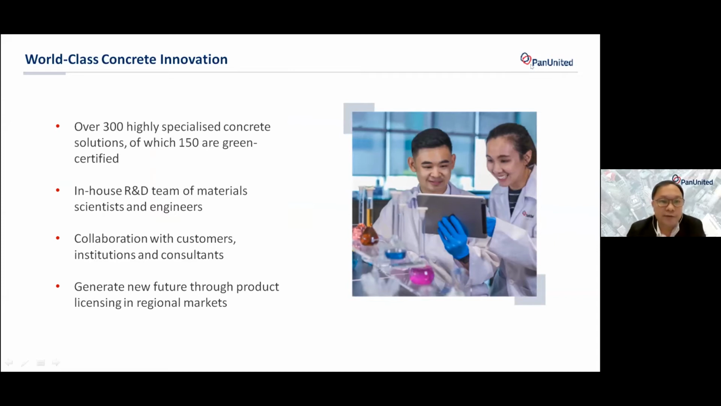We have a world-class innovation center that produces more than 300 different types of concrete solutions, out of which 150 are green certified. We also house a team of R&D scientists, material scientists, and engineers. More importantly, this is done through collaborations with our customers, institutions, as well as consultants. What we hope to achieve is also to generate future revenue through product licensing in regional markets.